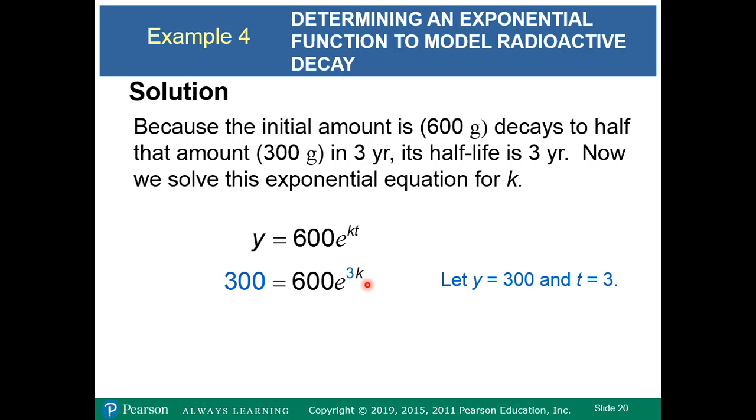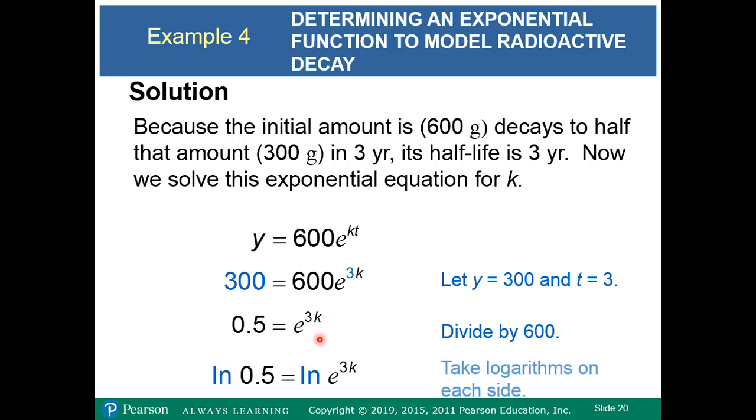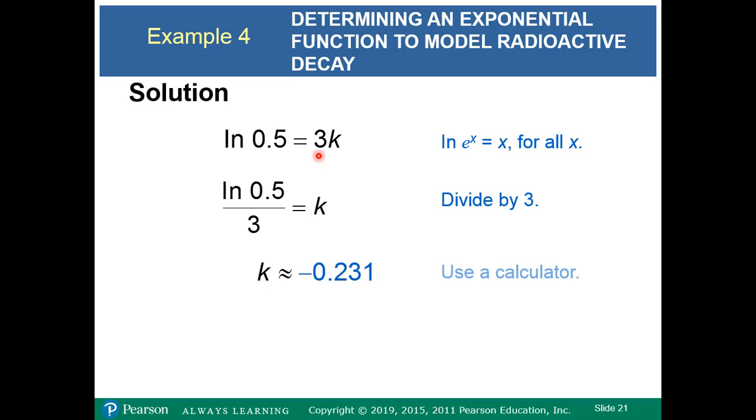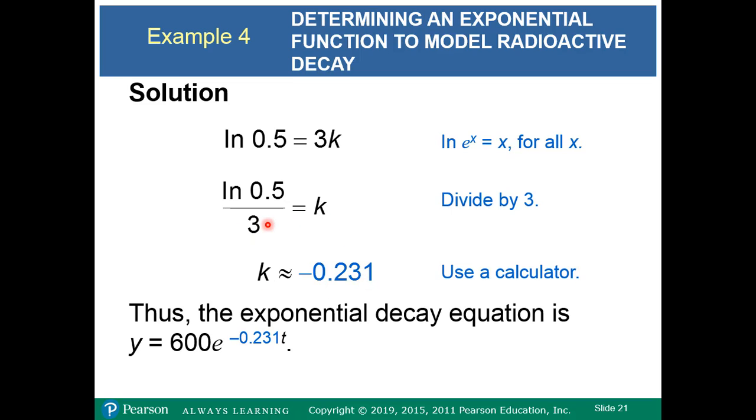Okay, and now we're going to just solve for k. So we're going to divide by 600 to get 0.5. Then we're going to take the natural log of both sides. Then we get 3k equals the natural log of 0.5, and then divide by 3. And then k is approximately equal to negative 0.231. Okay, and so now we've got the constant. We can plug it back into our equation. So this is going to be the model that represents this decay.